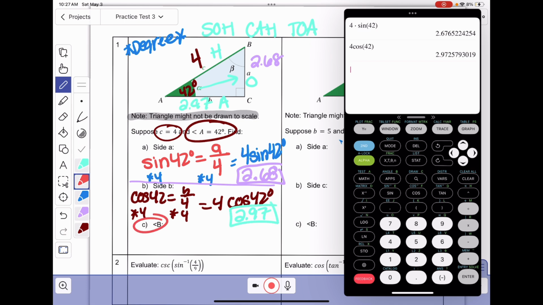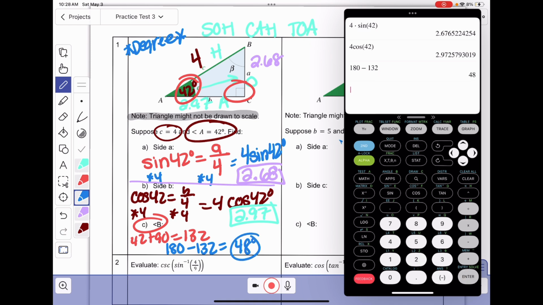Then the last thing is angle B. Well, a triangle adds up to 180 degrees. So if we add the 42 plus the 90 that we already know, those are just the angles we already know, we get 132. And since the whole triangle has to add up to 180, I would subtract 132 from 180 and get 48. So angle B is 48 degrees. So now we know everything about that triangle.